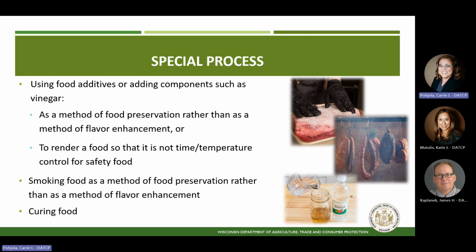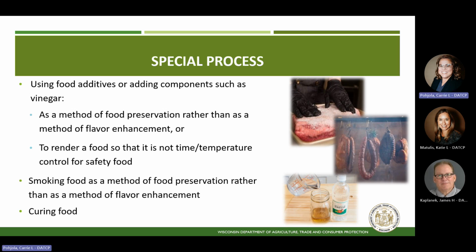So a special process could involve using food additives or adding components such as vinegar. This is going to act as a method of food preservation rather than a method of flavor enhancement, or to render that food so that it is no longer a time temperature control for safety food, or TCS food. An example of this would be adding a starter culture to lower pH in a sausage product.